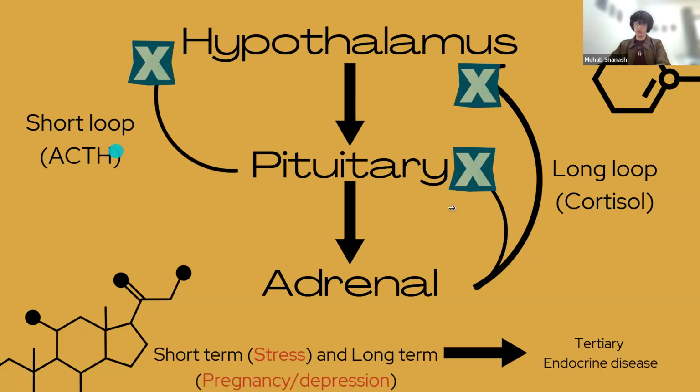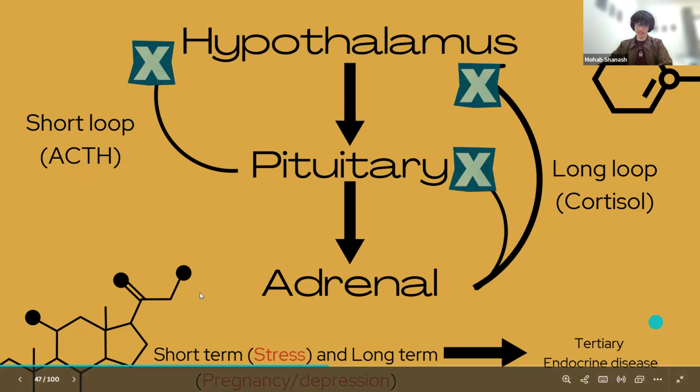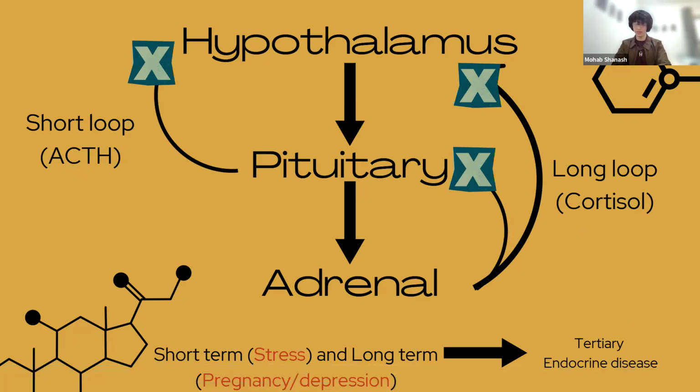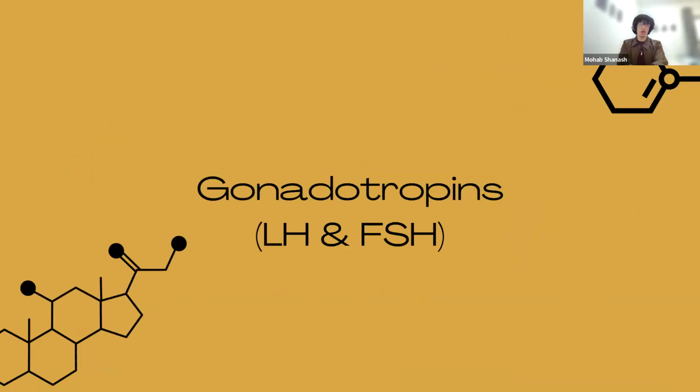And this leads to a tertiary endocrine disease, because, like I said, your hypothalamus is just releasing CRH all the time. Now, your gonadotropins. Your gonadotropins are your luteinizing hormone and your follicle stimulating hormone. They are very similar. However, they are not released at the same time or from the same cells. They just act on similar structures, your gonads.